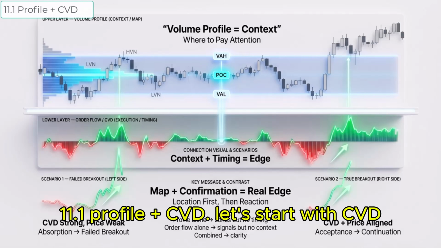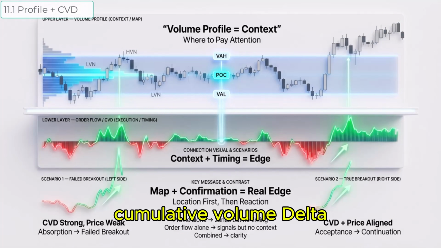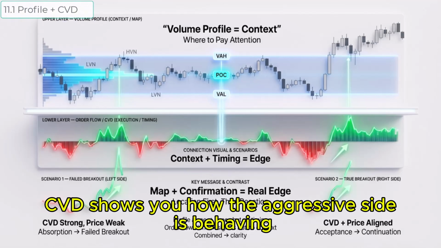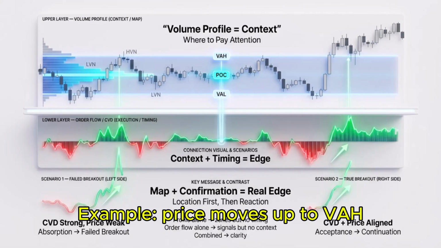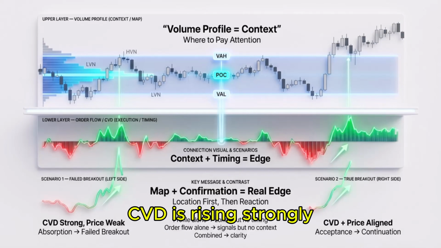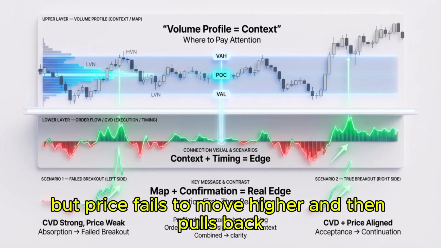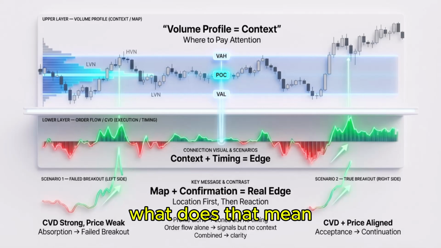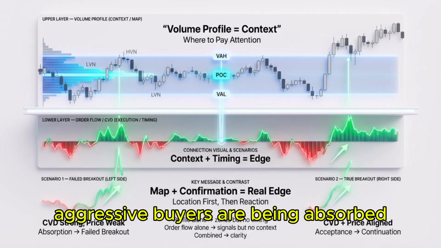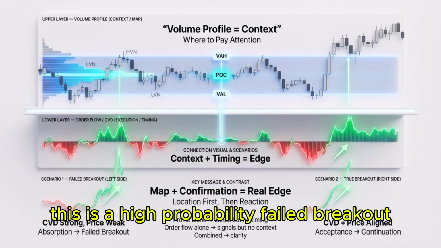11.1. Profile plus CVD. Let's start with CVD, cumulative volume delta. CVD shows you how the aggressive side is behaving. Example, price moves up to VAH. CVD is rising strongly, but price fails to move higher and then pulls back. What does that mean? Aggressive buyers are being absorbed. This is a high probability failed breakout.